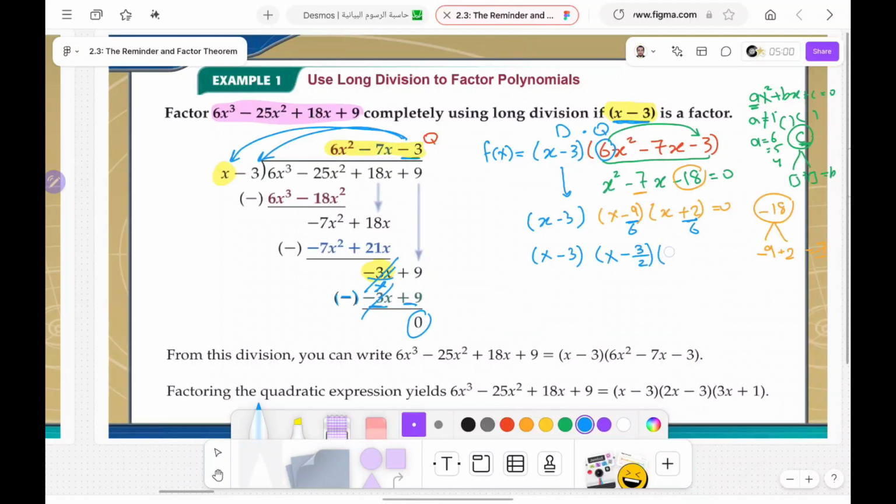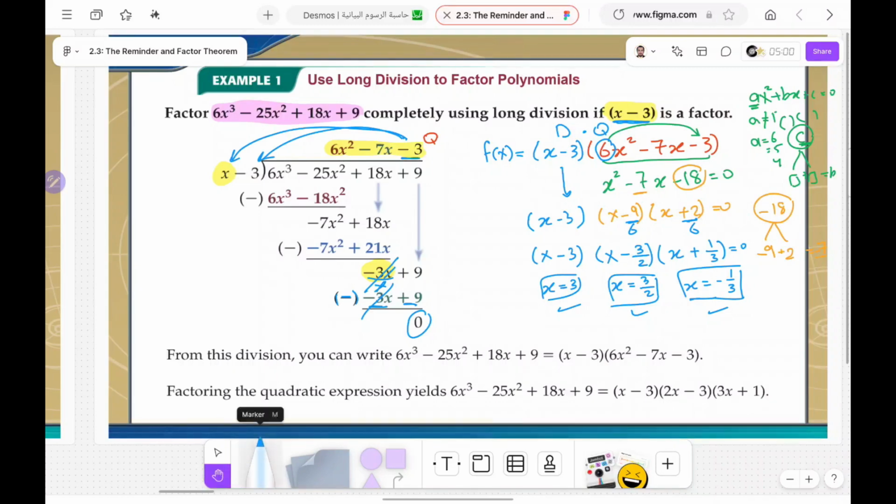And this one, 2 divided by 6. Sorry, not equal, here it should be plus. Okay? So plus 2 divided by 6 is 1 over 3, equal 0. So now the first x is equal to 3. The second x is equal to 3 over 2. The third x is equal to negative 1 over 3. So those are my zeros, that for dividing the polynomial. See how the long division is more efficient when I need to find the factors.